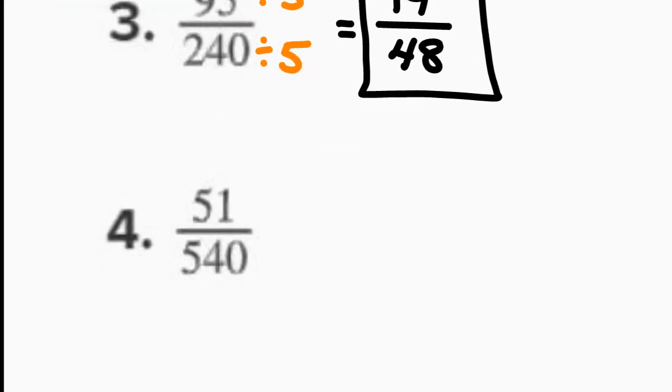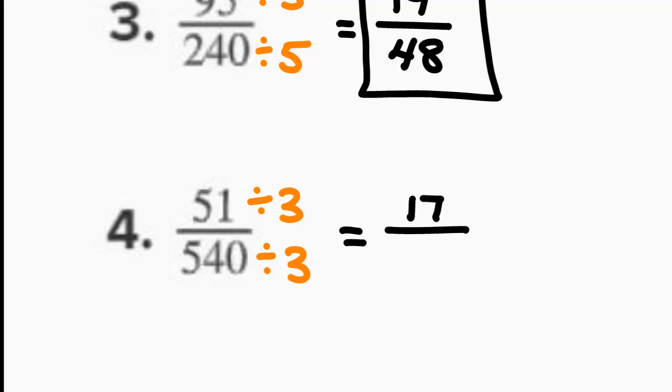Number 4, we have 51 over 540. Are there any numbers that go into both 51 and 540? 3. So we can divide the top and the bottom by 3. What is 51 divided by 3? 17. And 540 divided by 3? 180. Got to check to see if we are in simplest form.